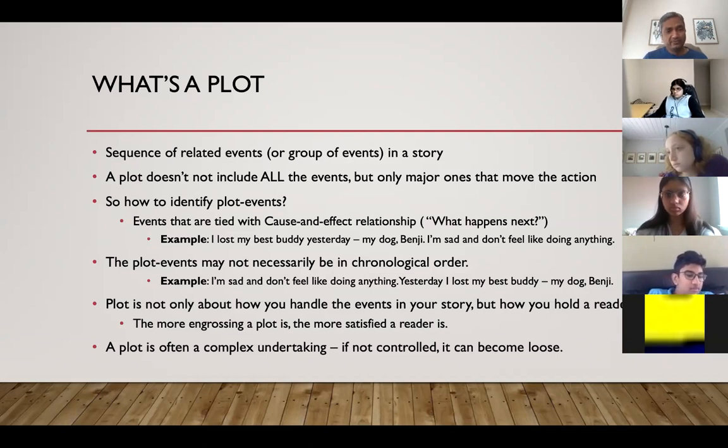So how do you identify plot events? When I say plot events, these are the events which comprise a plot, which is not all the events that happen in the story. So how do you identify those? Events are tied with a cause and effect relationship in a plot. So the plot events are tied with cause and effect relationship, right? So there's always, this happened, now as an effect of this, that will happen, right?